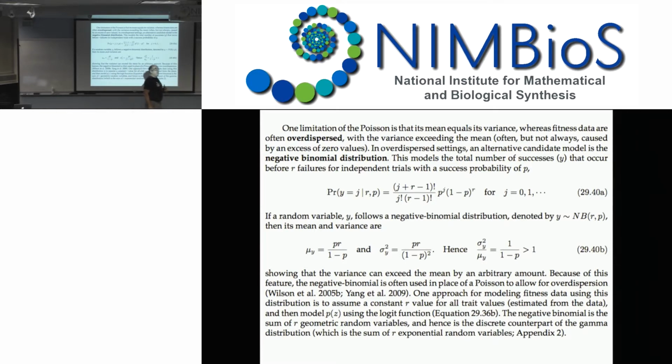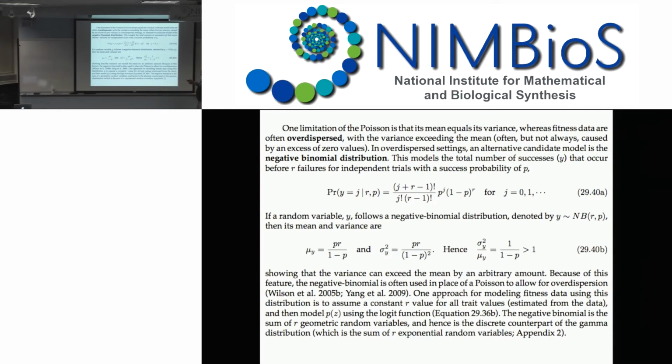One problem with the Poisson is you often have data which are over-dispersed. In the Poisson, the mean should equal the variance. Very often your data are over-dispersed, meaning the variance is bigger than the mean. There's two reasons for that. Number one, an excess of values of 0, and the rest of it follows the Poisson. Number two, the data don't follow the Poisson.